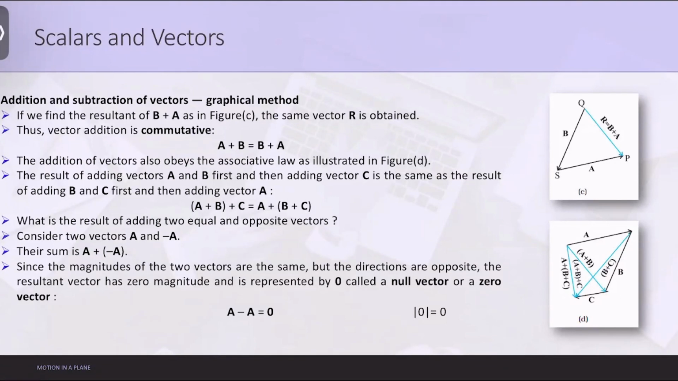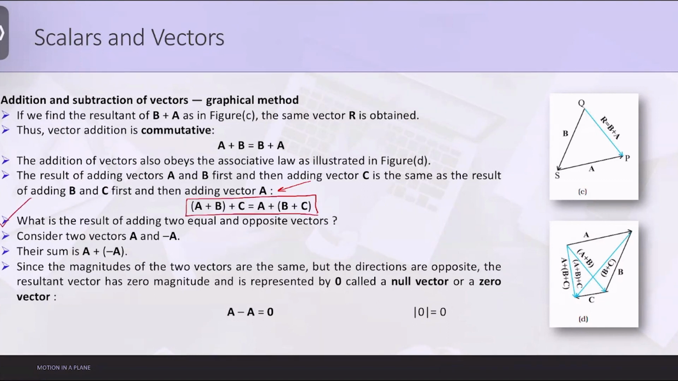The resultant of adding vectors A and B first and then adding vector C is the same as the result of adding vectors B and C and then adding vector A. So basically what we understood from this is that (A plus B) plus C is equal to A plus (B plus C).